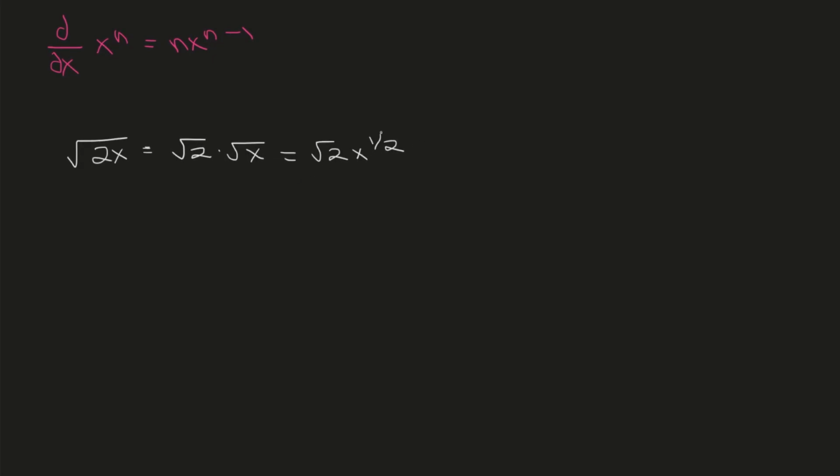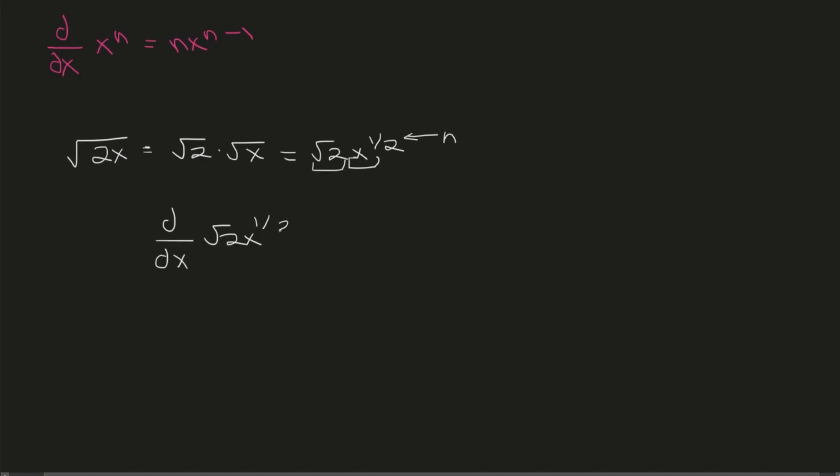Now see how we can use the power rule here, because this is our n and this is our x term, and this is our coefficient. So let's try that, shall we? So we have d dx of square root of 2 times x to the 1/2 equals, so let's take our 1/2 and put it up front. So 1/2 times the square root of 2 times x to the 1/2 minus 1.